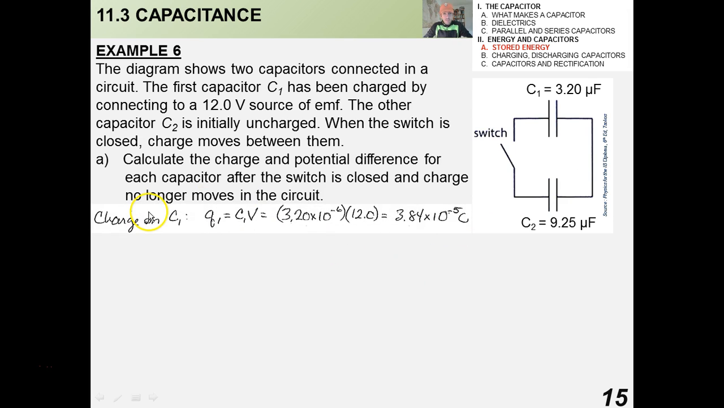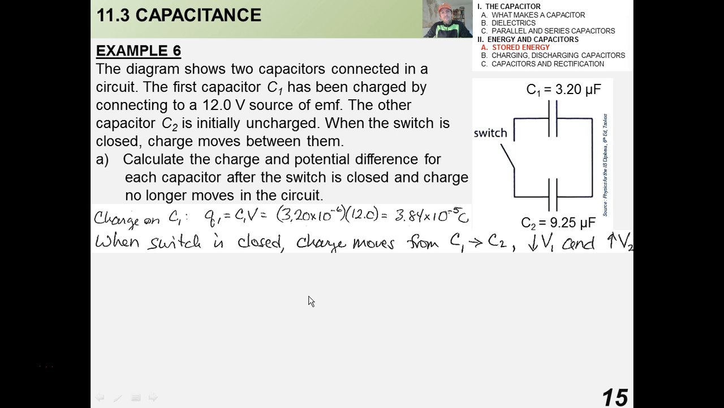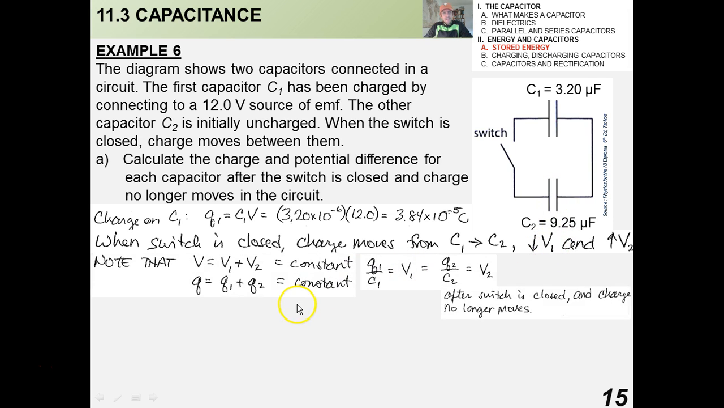So the charge on C1 is given by Q1 = C1 times V, 3.84 times 10 to the minus 5 coulombs. Now, when the switch is closed, charge moves from C1 to C2. The potential difference across C1 will go down, and therefore the potential difference across C2 will go up. If we note that V1 plus V2 is the total voltage, which is of course V1, because V2 had no potential difference initially, and by conservation of charge, Q equals Q1 plus Q2, that's also a constant. We can make this ratio, where since V1 equals V2, Q1 over C1 equals Q2 over C2 after the switch is closed and charge no longer moves.